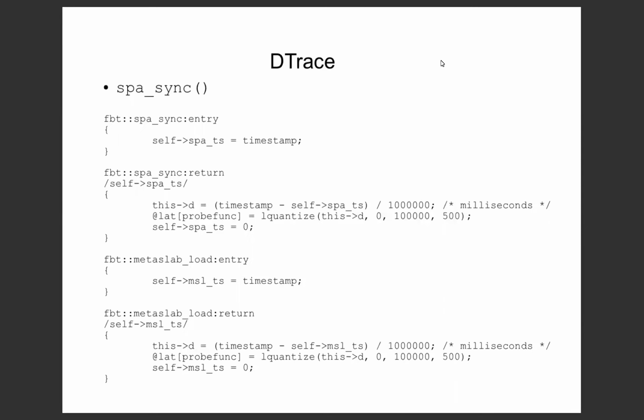And this is a pretty common pattern that I'm sure everyone is familiar with, where you basically just take the timestamp on entry and exit of the function. What I'm doing here is lquantizing that into buckets so we can see the latency of the transaction group sync, which is what SPA sync does. That's the transaction group syncing. And then we can see how that relates to metaslab loading, and understand that.